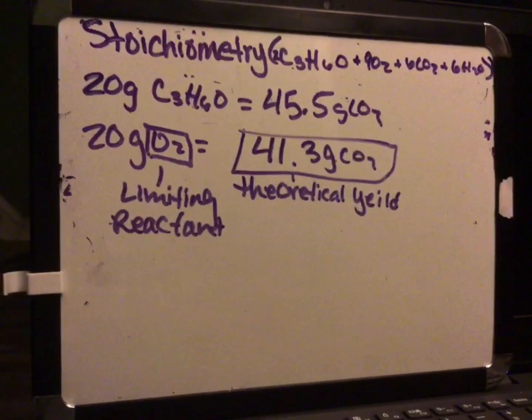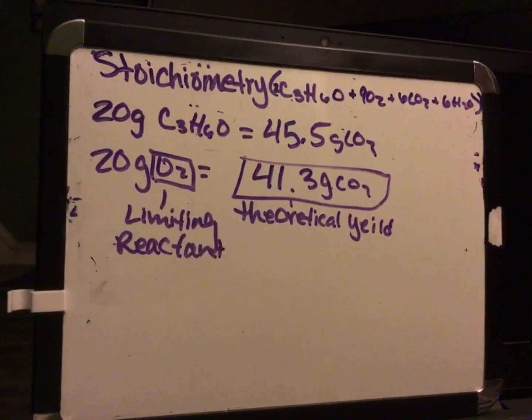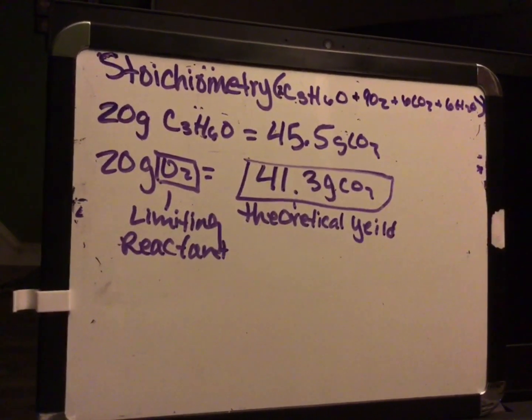So after comparing our answers, we find that 41.3 grams of CO2 is our theoretical yield, and then our limiting reactant is the oxygen gas.